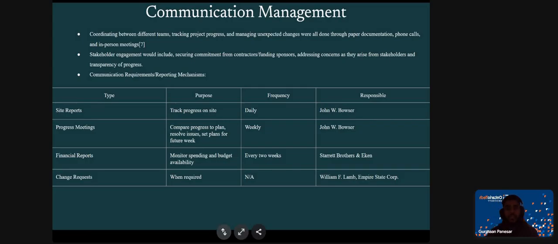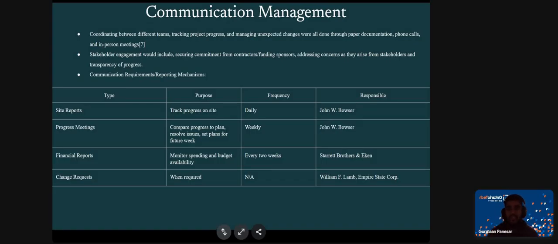Communication management. Coordinating between different teams, tracking project progress, and managing unexpected changes were all done through paper documentation, phone calls, and in-person meetings. Since technology like Google Meet was not used back in the day, this had to be done through the old methods, as we say. Stakeholder engagement would include securing commitment from contractors and funding sponsors, addressing concerns as they arise from stakeholders, and transparency of progress.